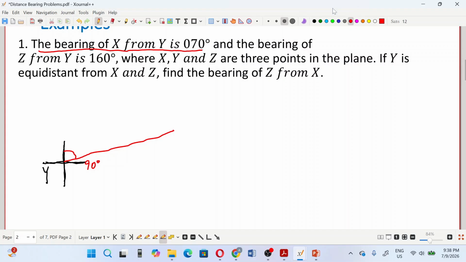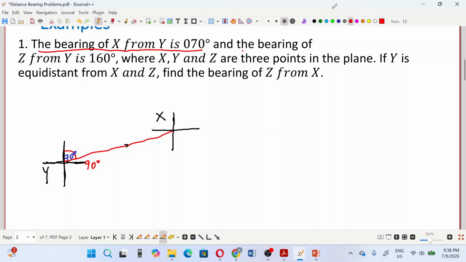And it's saying to x, right? 70 degrees to x. So it moved all the way 70 degrees here to x. So this is my position of x. This is my x, and it was 70 degrees. So this bearing is 70 degrees, right? So I'm done with that part. Now let's move on to the next one.